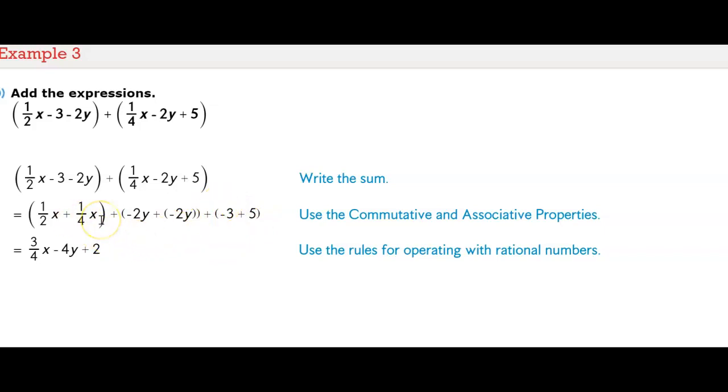Now you actually have to combine them. So 1/2 plus 1/4 x equals 3/4 x. And then the negative 2y and negative 2y is minus 4y. And then negative 3 plus 5 is plus 2. And then we have our expression needed when we combine all the like terms.